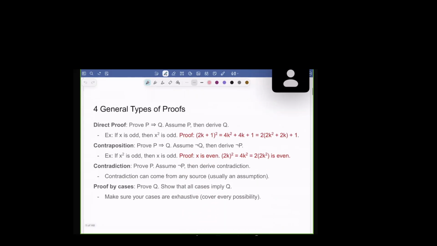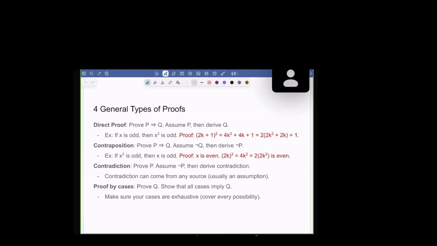Further, there are usually 4 general types of proofs. A direct proof, you just assume P, then derive Q. For example, if X is odd, then X squared is also odd. You just write out the definition of a variable that's odd, which is that it can be written in the form of 2k plus 1. You square it, and you show that it can also be written in that form for another integer, where the integer is 2k squared plus 2k.